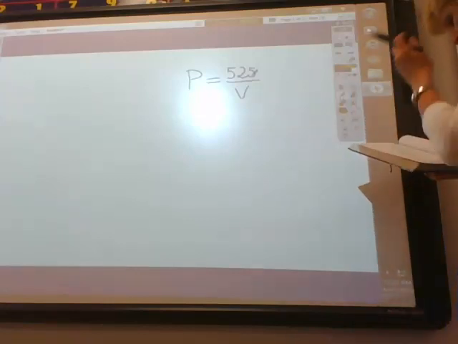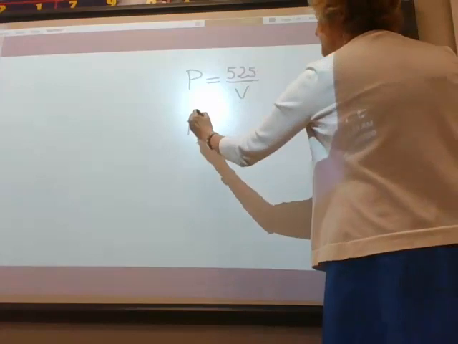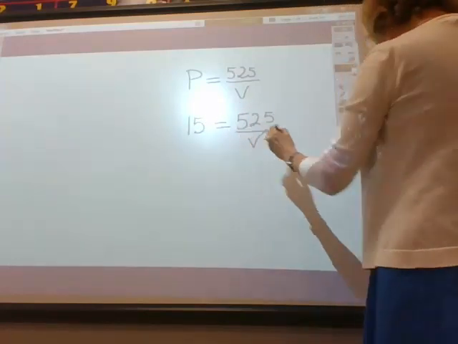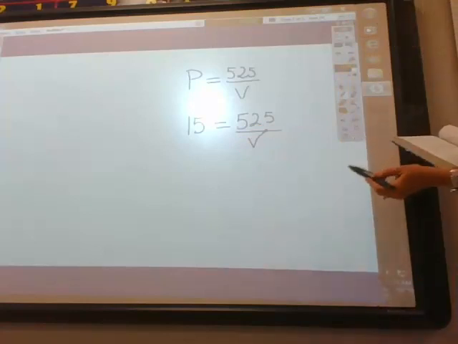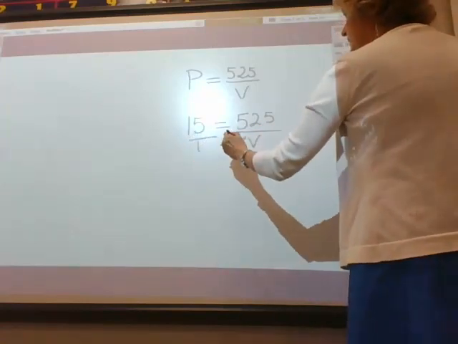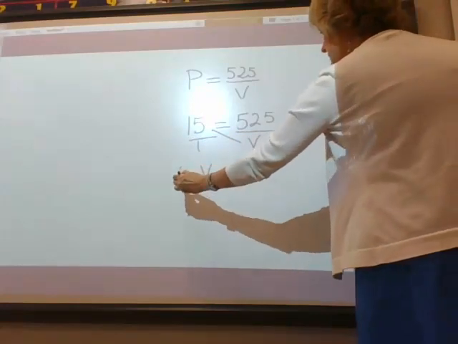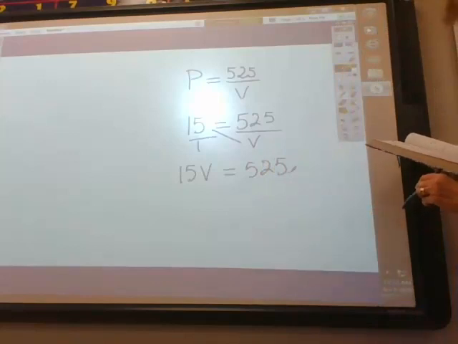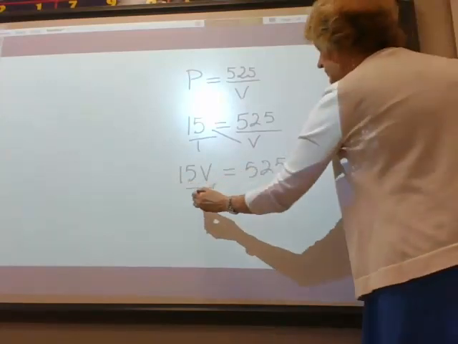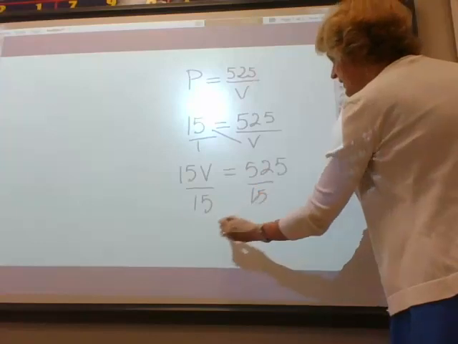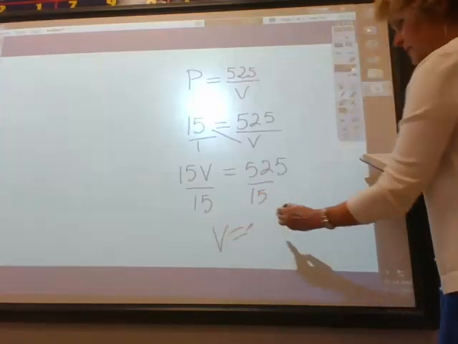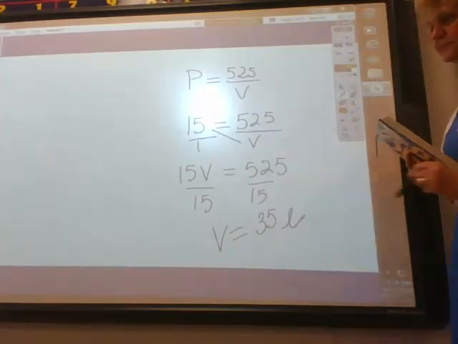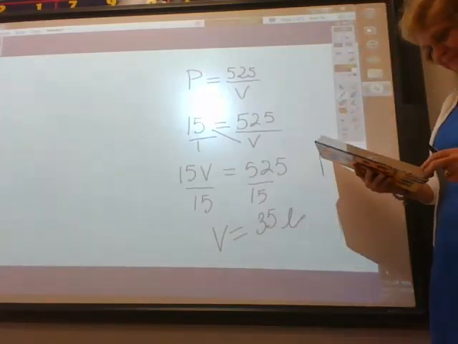All right, so pressure increased to 15 equals 525 over the volume, all right? So again, it's like I'm cross multiplying, right? So V times 15 is 525. So I'm going to be dividing both sides by 15 and get a volume of, apparently this is 35, and I'm dealing with liters in my volume, so that's what I'll put for this answer.